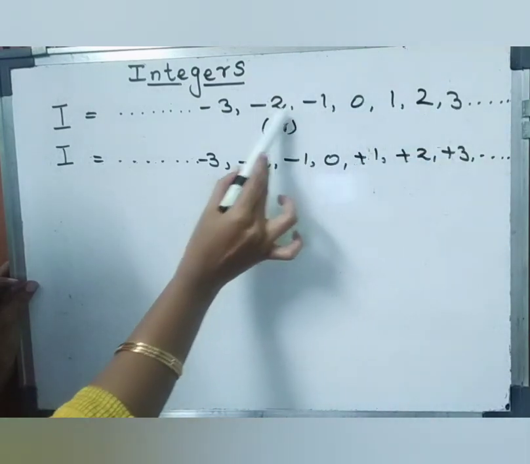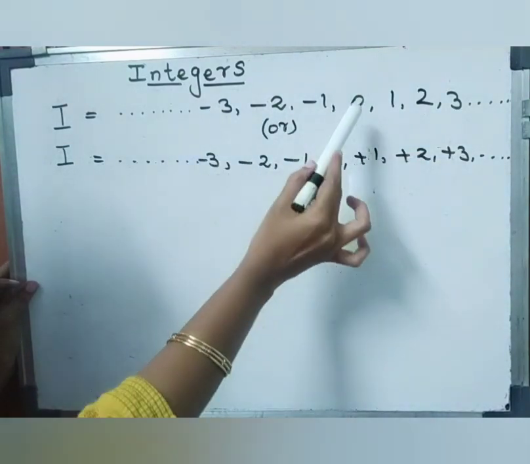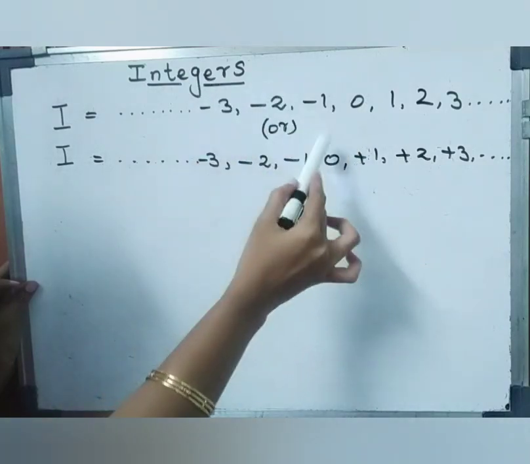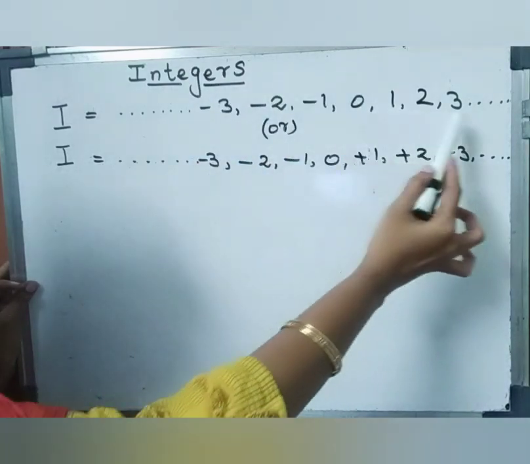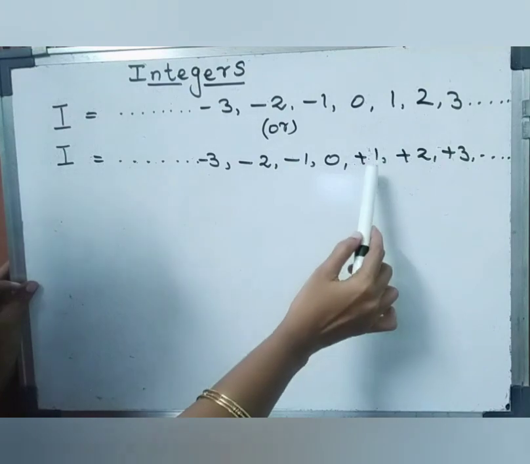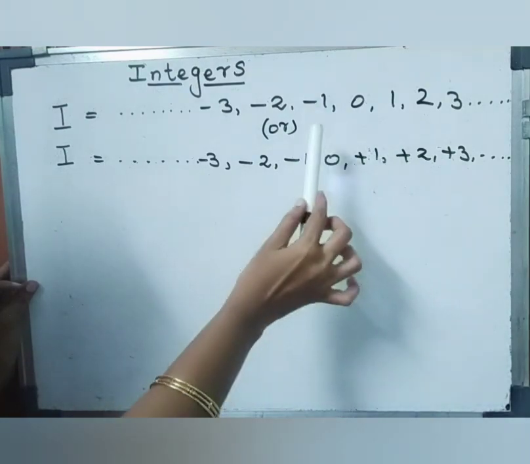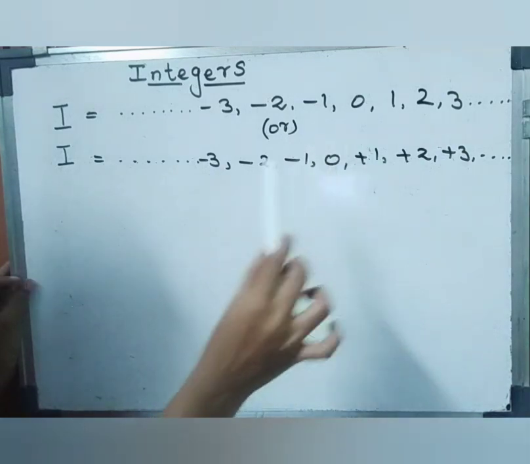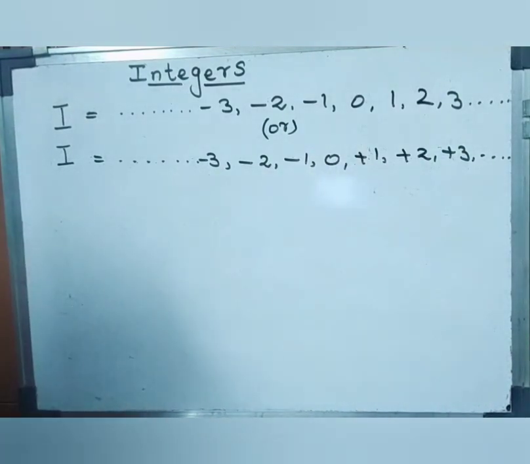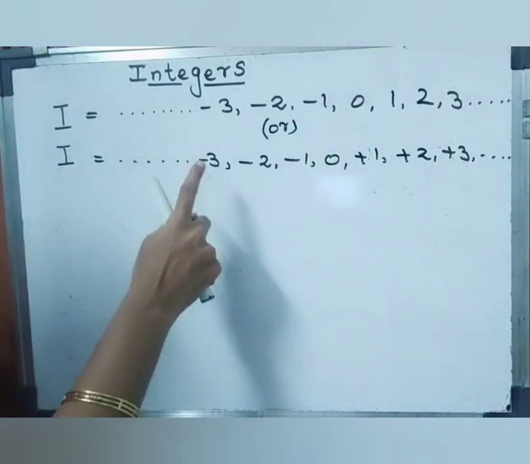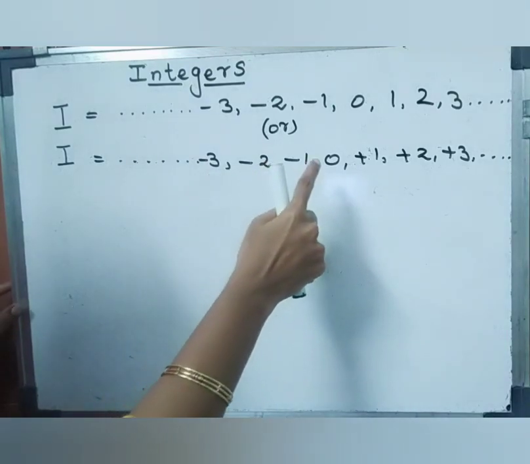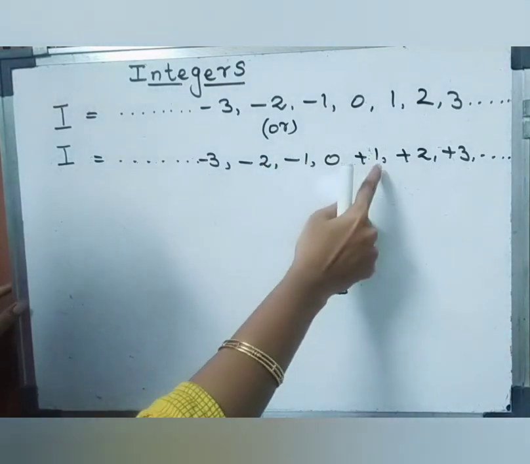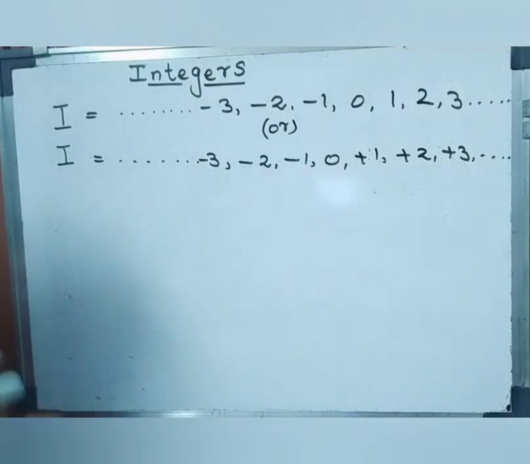So they are all negative numbers before the 0, and after 0, on the right side of 0, we have positive numbers to write. If you want, we can mention the plus sign or just leave it. If there is no symbol, they are always considered as positive numbers. So I is equal to etc., minus 3, minus 2, minus 1, 0, plus 1, plus 2, plus 3. They are called integers.